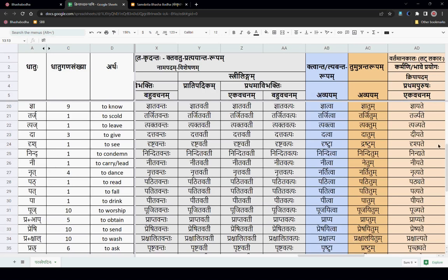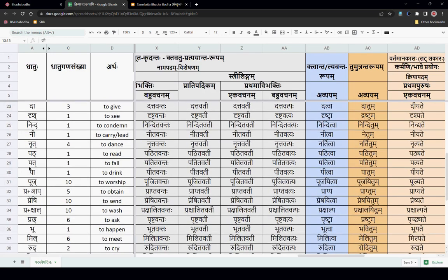So here also drishya also common. Drishtva, you can add pra there. Prapashya. Drishtva, then prapashya. Prapashyati.